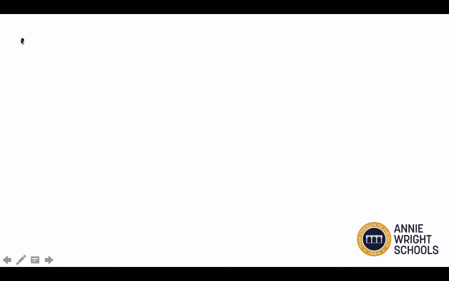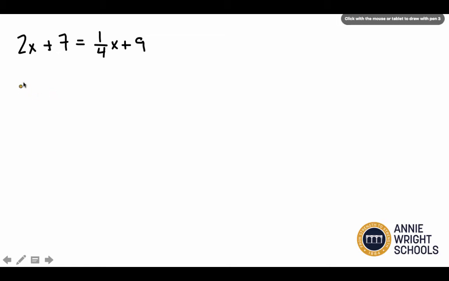Here's an example for you to try. 2x plus 7 equals 1/4 x plus 9. Pause the video now and try this example. Couple ways you could have done this. I'm going to do it the way I just showed.